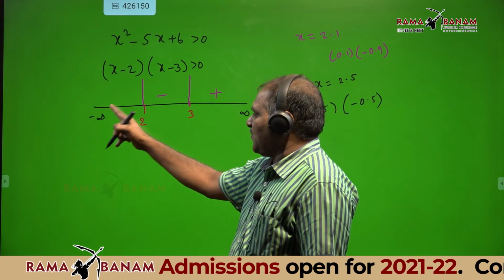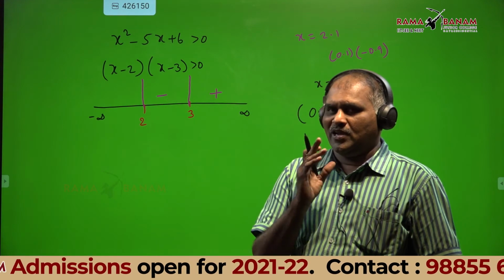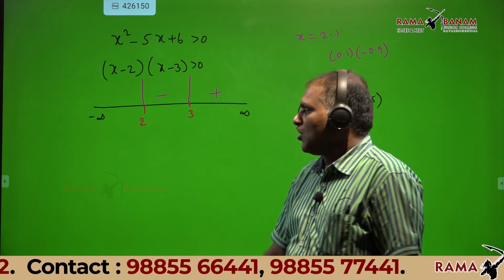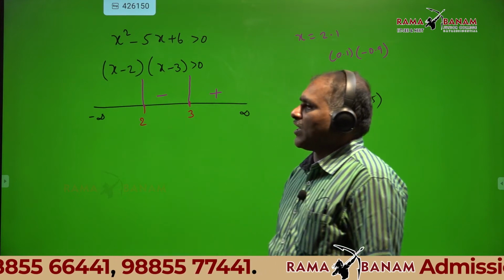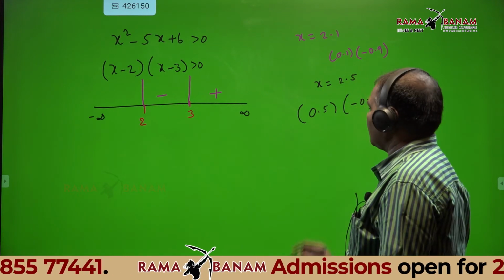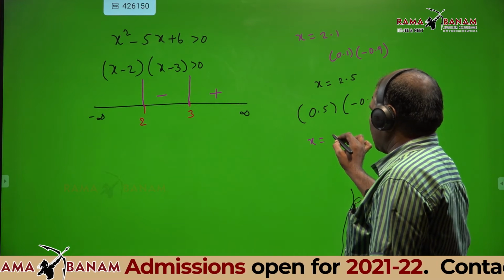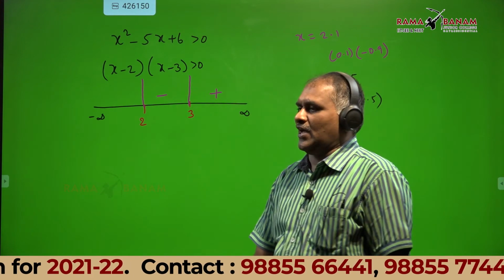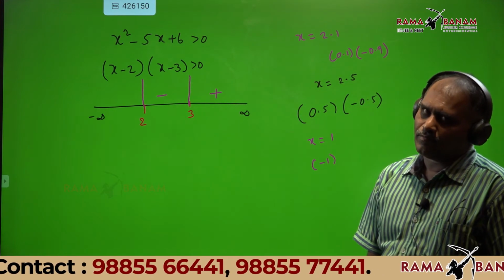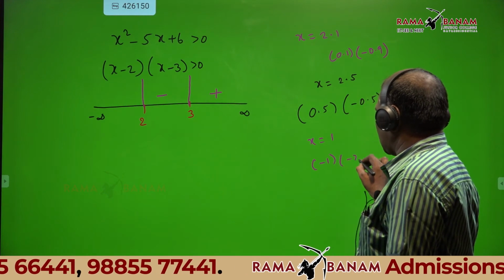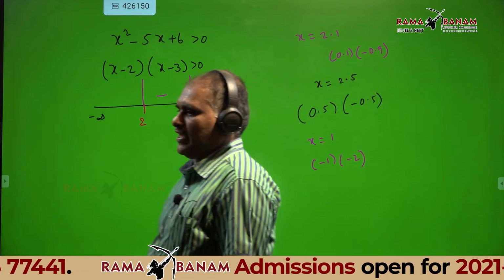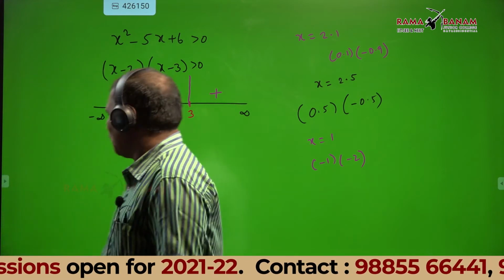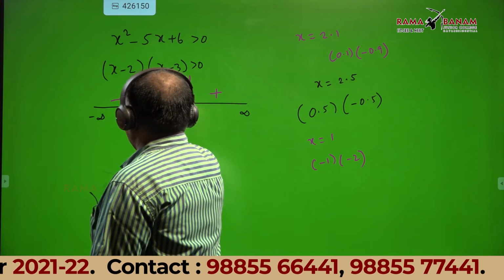Again, between minus infinity and 2, you can take some real number. Take 1. What is 1 minus 2? Minus 1. What is 1 minus 3? Minus 2. What is minus 1 into minus 2? Negative into negative is positive. That's why here it is positive.